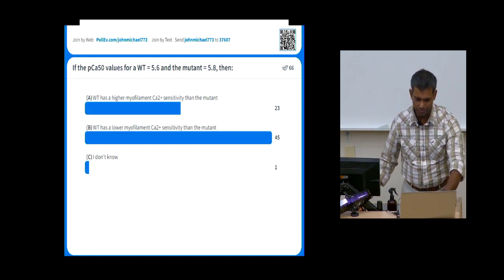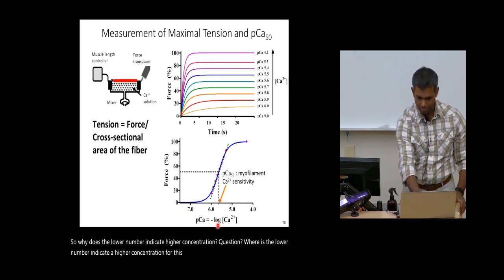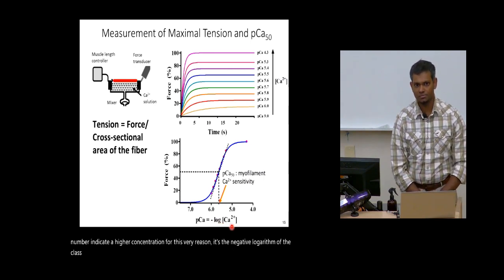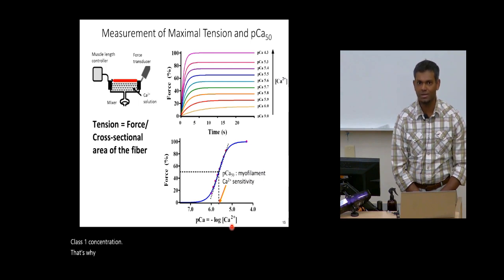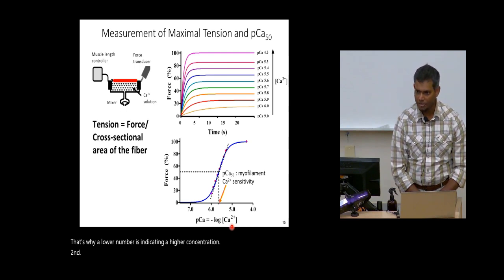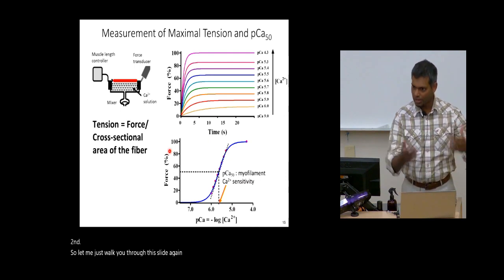Good question. Why does the lower number indicate a higher concentration? For this very reason. It's the negative logarithm of the calcium ion concentration. And that's why a lower number is indicating a higher concentration. Is that clear? So let me just walk you through this slide again, just to refresh your memories.